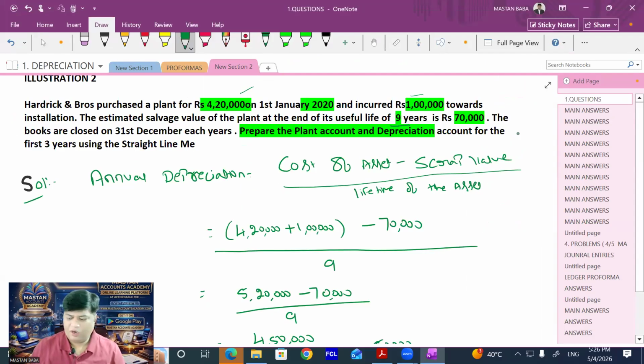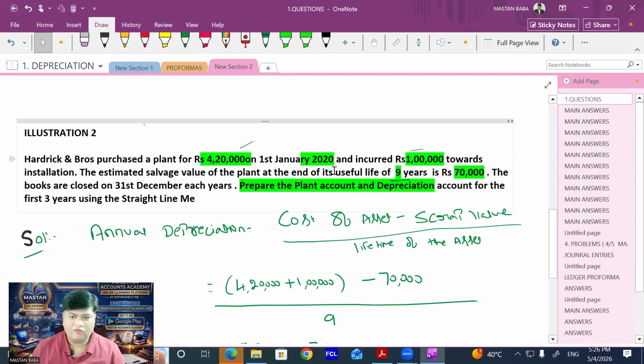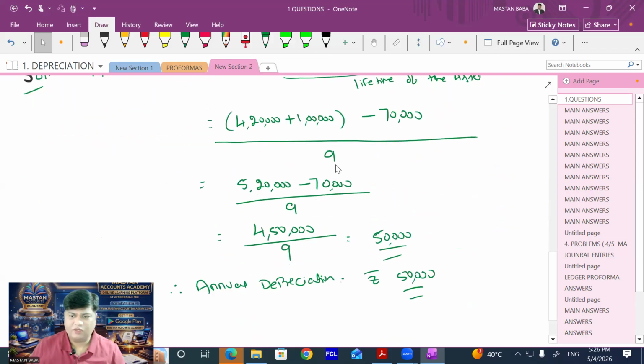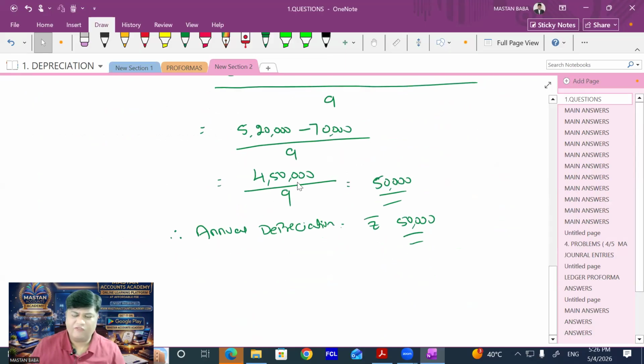Illustration 2. What does the question say here? They have given a 4,20,000 asset value and 1 lakh as the installation expenses. In this question, installation expenses are given. Whenever installation expenses are given, add them to the concerned asset. And simply, what did we do? 4,20,000 plus 1 lakh, that is 5,20,000, minus 70,000. We'll get 4,50,000. Life is 9 years.